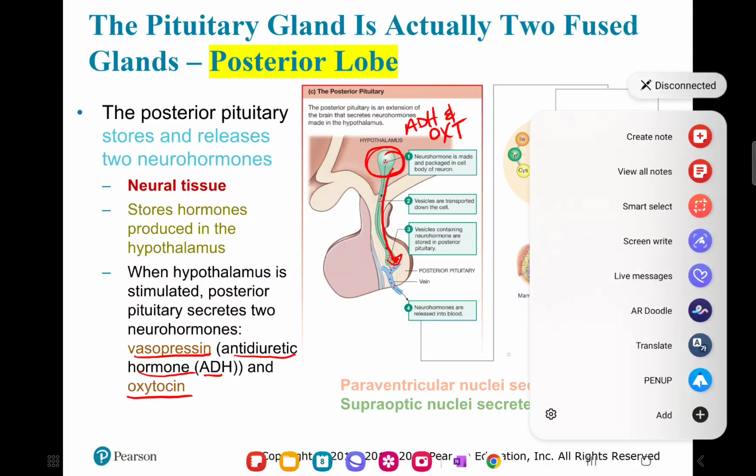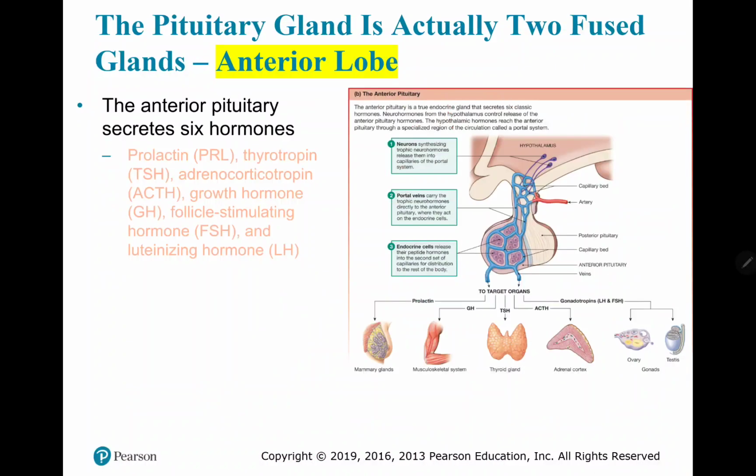And prolactin, that's for milk production, okay? And prolactin is going to be released by the anterior pituitary gland, right? So the anterior pituitary is going to secrete 6 hormones that we see right here, okay?